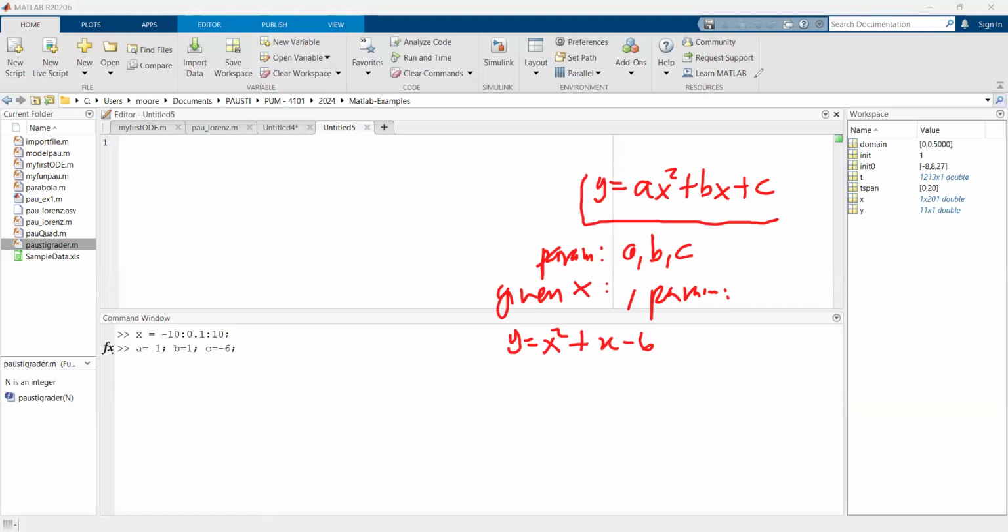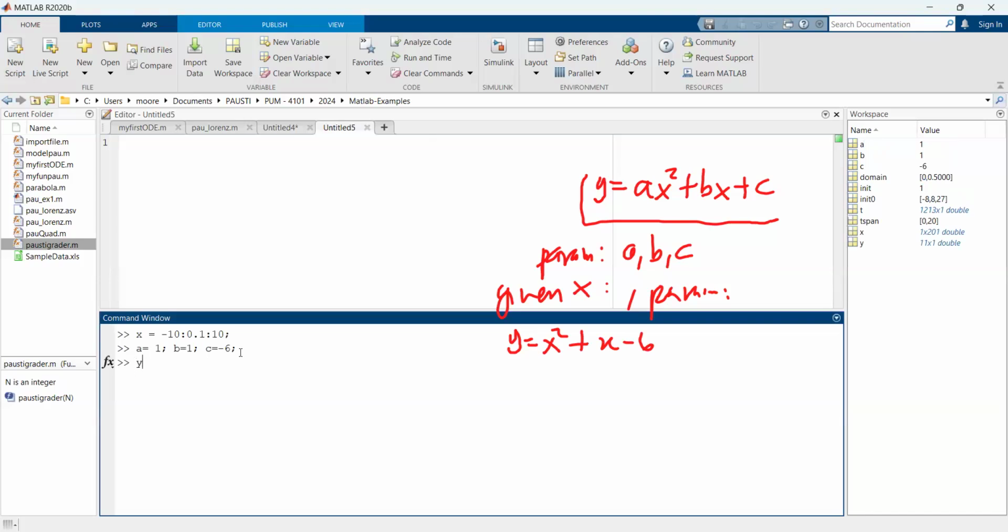So in that sense, once we have this, the next thing is that we want to write for our y. So y is some a times x squared. And then, because x is a vector, I vectorize it with a dot, x dot squared. Then I have some b also, b times x, and then plus c. Okay, and then now I can plot my x against my y.